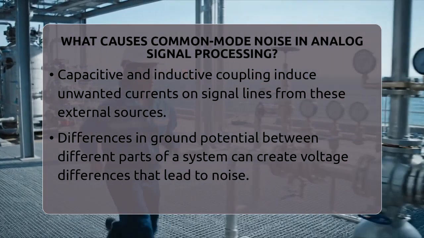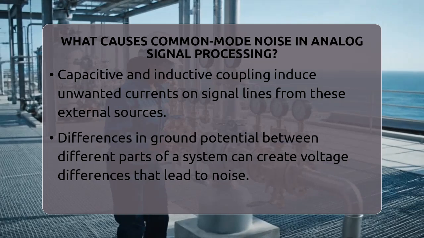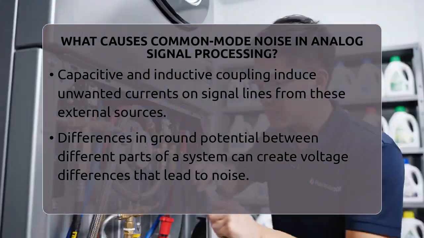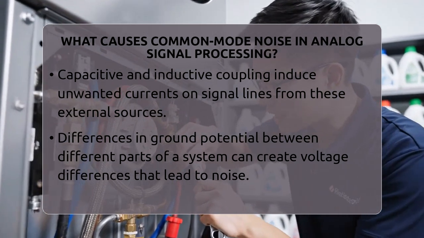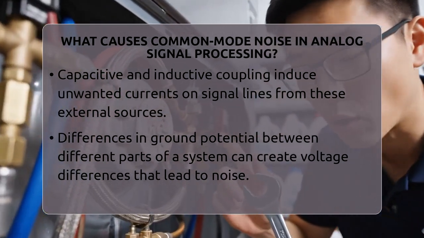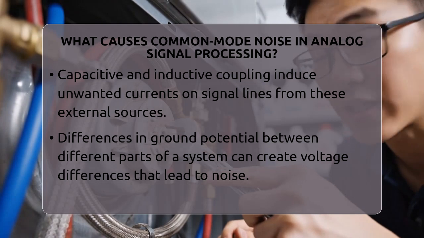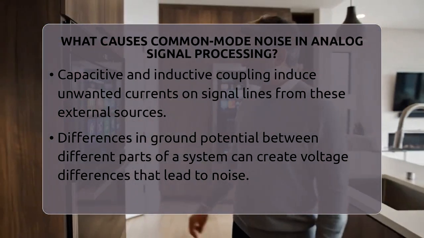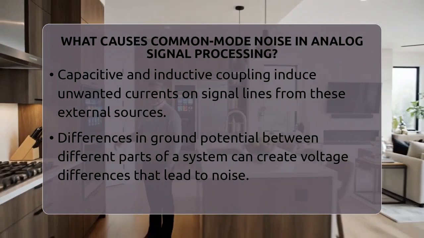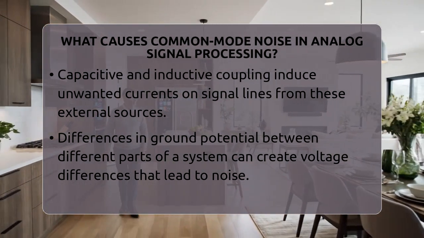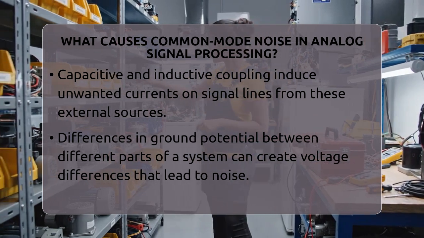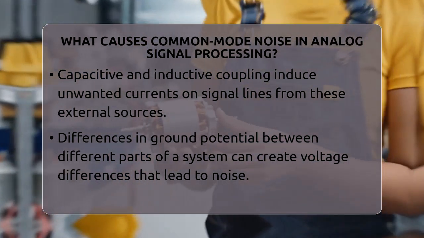Another cause is differences in ground potential. If different parts of a system have ground points at slightly different voltages, it creates a voltage difference. This difference causes currents to flow through the ground connections, which then appear as common mode noise. It's like two houses sharing a ground wire that's slightly higher in one house than the other, causing a small but continuous voltage difference.